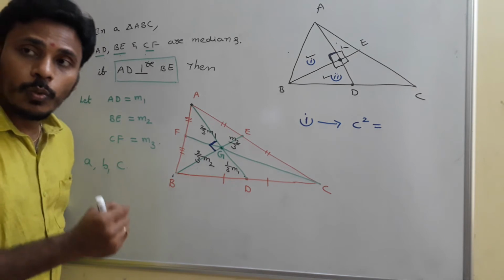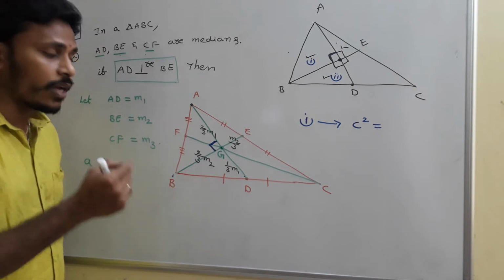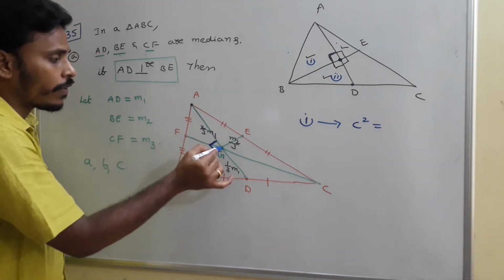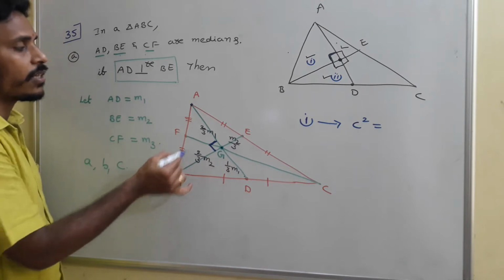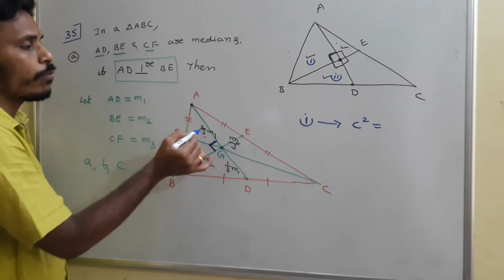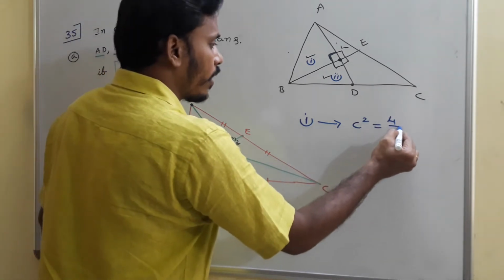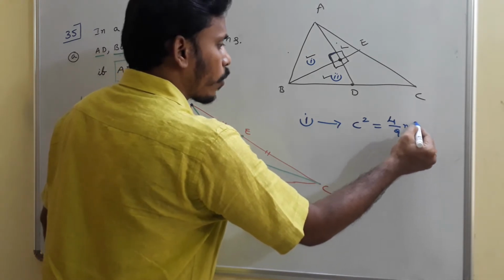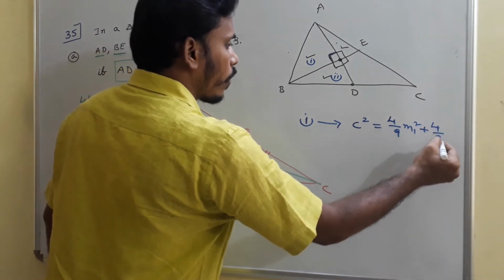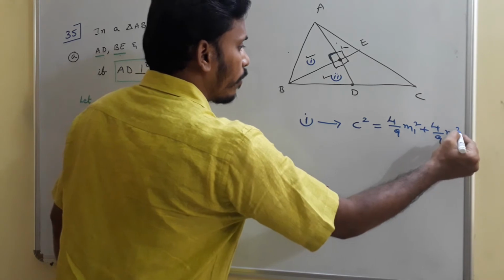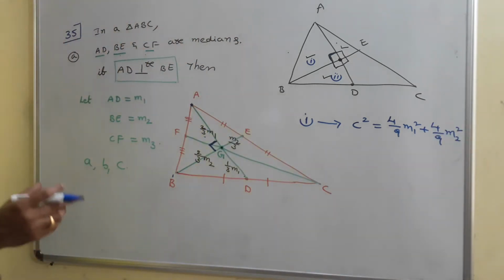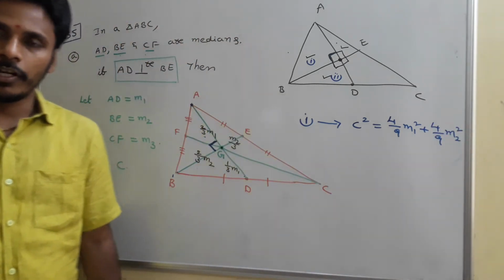Hypotenuse square is equal to the sum of the squares of the other two. The other two are AZ and BZ. This side length is 2 by 3 m1, and its square is 4 by 9 m1 square, plus BZ square, which is 4 by 9 m2 square. So that's one relation if we have a perpendicularity.